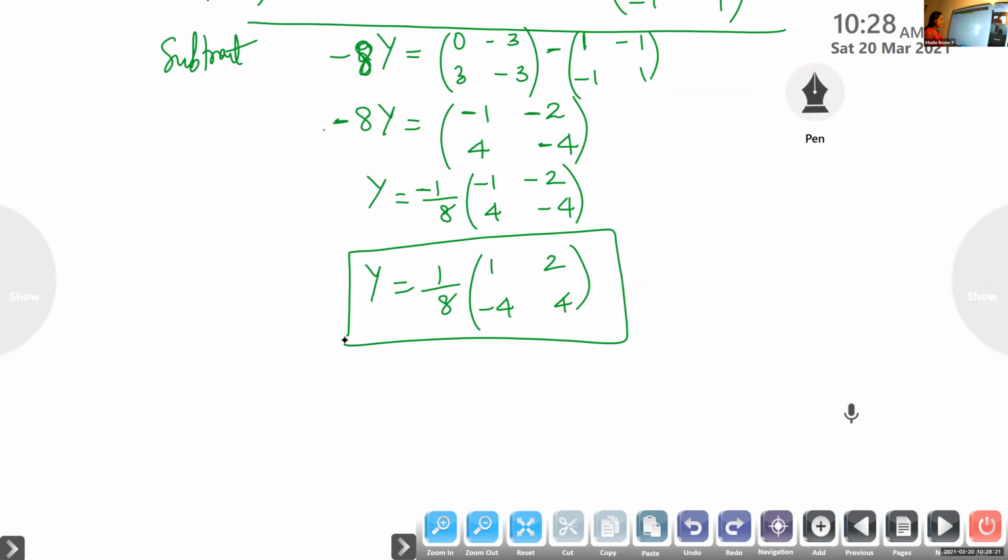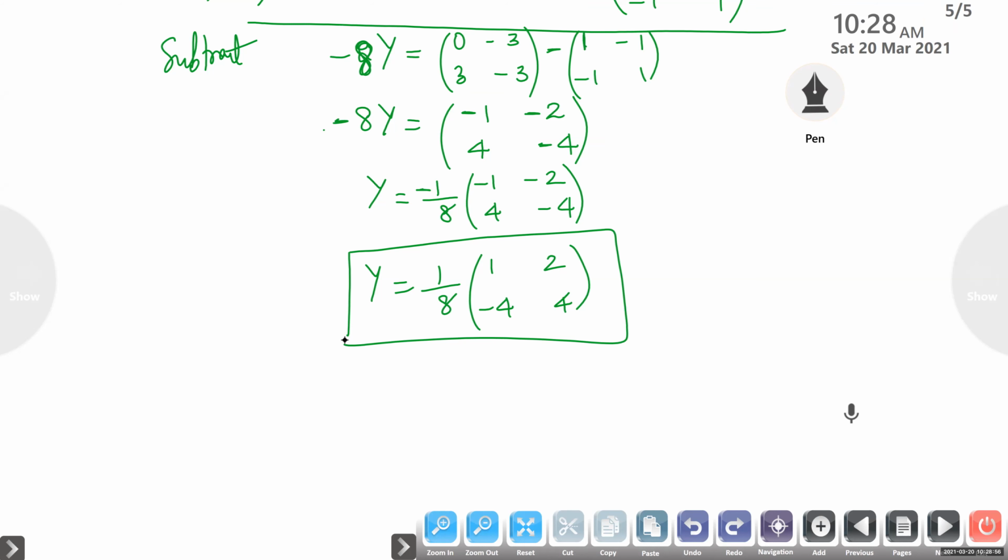Now we want to find x. How will you find x? Either we can substitute y in any one of the equations, or once again you can use the elimination method. Both the methods you can do. Ma'am, how did the negative go? You take the negative sign inside. We are multiplying each entry by negative.